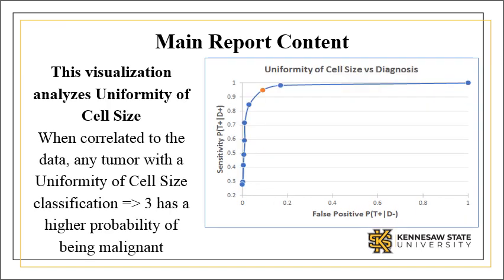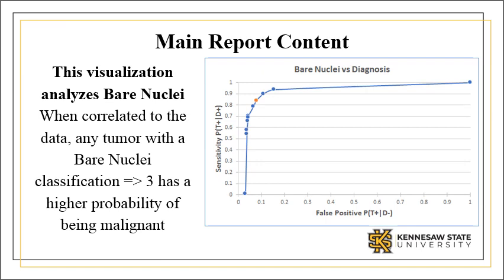As you can see, this next slide has a different AUC, as you will see in the next 5 slides. The area under the curve is quite filled out, and as we analyze uniformity of cell size, when it's correlated to the data, any uniformity of cell size classification equal to or greater than 3 has a higher probability of being malignant. In this next visualization, we analyze bare nuclei. When correlated to the data, any tumor with a bare nuclei classification equal to or greater than 3 has a higher probability of being malignant.